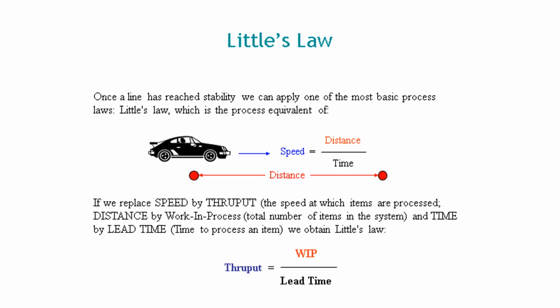Once a line has reached stability, we can apply one of the most basic process laws, Little's law, which is the process equivalent of speed equal to distance divided by time. If we replace speed by throughput, the speed at which items are processed, distance by work in process, total number of items in the system, and time by lead time, time to process an item, we obtain Little's law, which is throughput equal to WIP divided by lead time.